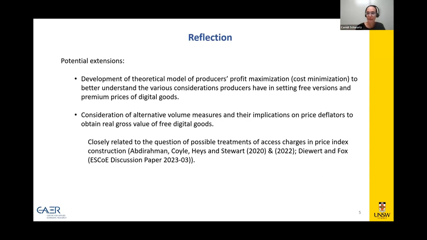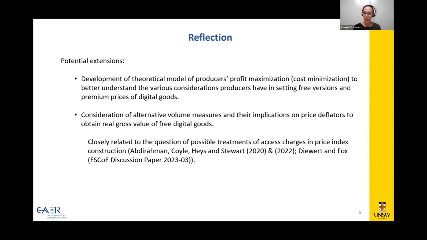The second extension that I would like to offer is to consider alternative volume measures and their implication on price deflators to obtain real gross value of free digital goods. Now, John in his paper offered two possible volume measures. He didn't discuss it in the presentation, but it does appear in the paper. The first is the number of times an individual accesses a specific digital product. And the second one is the full access itself to the digital product. So that's the subscription itself, which is independent of the actual use.